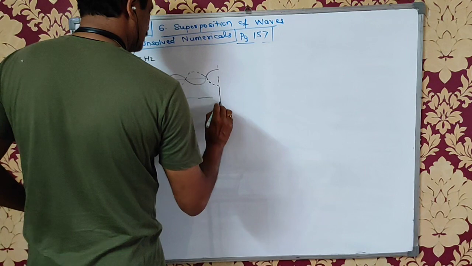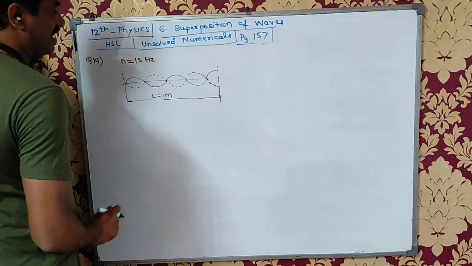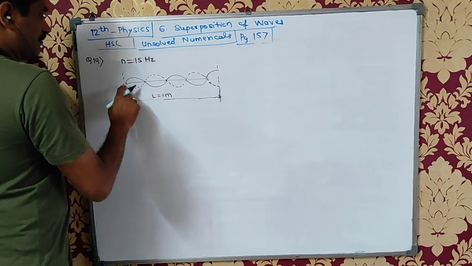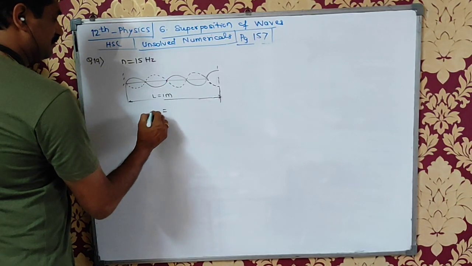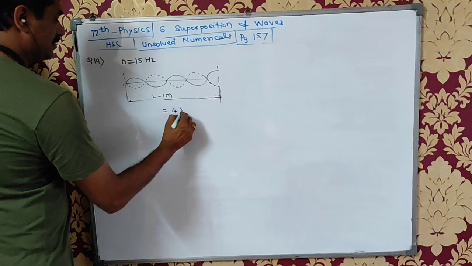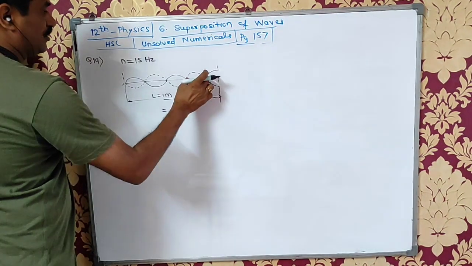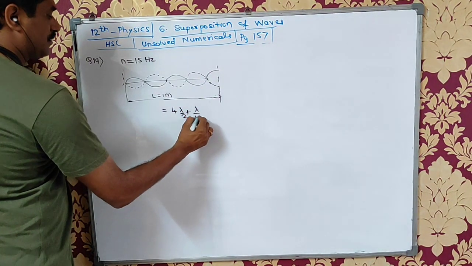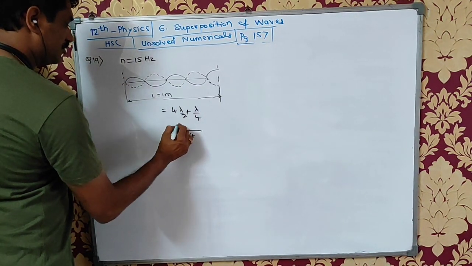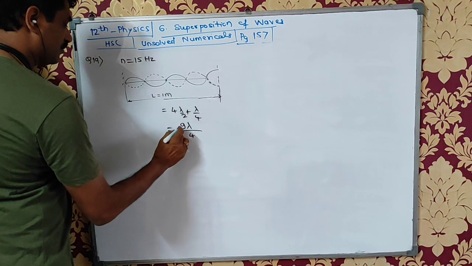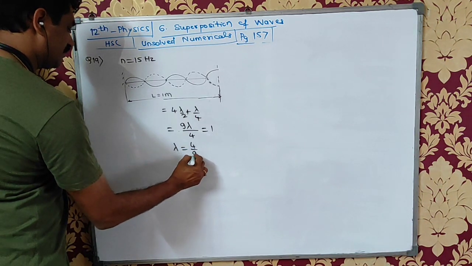ठीक है. So this is one complete wave. 4 waves, 4 complete loops and 1 half loop. Now one loop is lambda by 2. So 1, 2, 3, 4. This L is equal to 1 meter is equal to 4 times lambda by 2. And अगर एक लूप लैम्बडा बाई 2 तो आधा लूप होगा लैम्बडा बाई 4. If I take the LCM here, 4, it will be 8 plus 1, 9 lambda by 4 is equal to 1 meter. That means lambda is equal to 4 upon 9 meter.